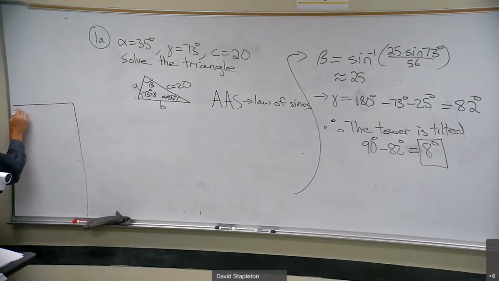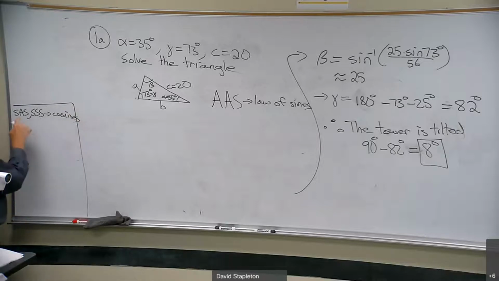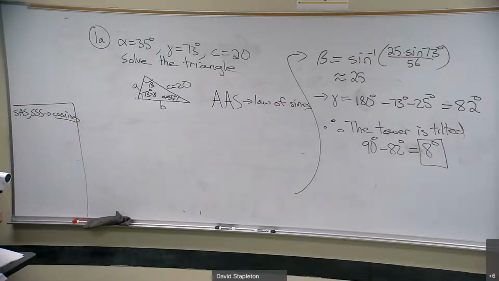If you saw a side, angle, side, and side, side, side, that was used the law of cosines, right? Everything else is the law of sines. So if you just remember, these two are cosines, side, angle, side with two sides and angle between, and side, side, side is the law of cosines. Then law of sines because it's not one of these, right? That's one way to do it.